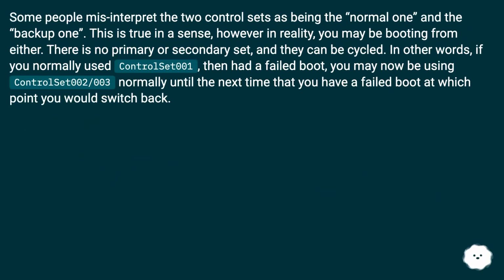Some people misinterpret the two control sets as being the normal one and the backup one. This is true in a sense, however in reality, you may be booting from either. There is no primary or secondary set, and they can be cycled. In other words, if you normally used ControlSet001, then had a failed boot, you may now be using ControlSet002/003 normally until the next time that you have a failed boot, at which point you would switch back.